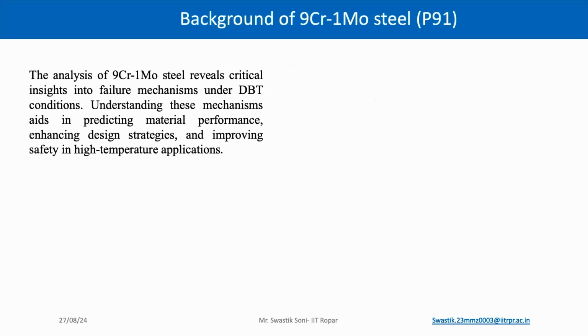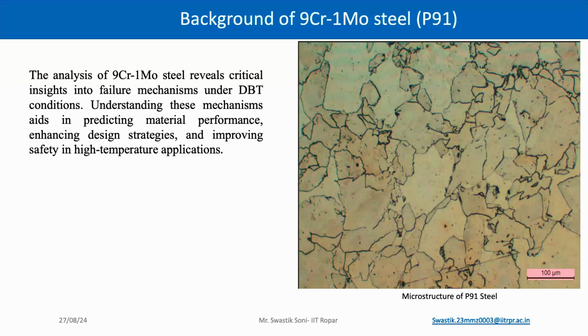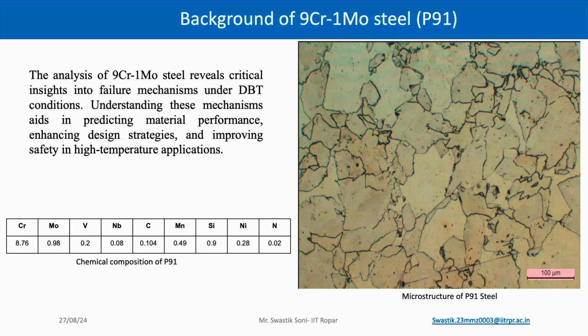Next, the background of 9 chromium, 1 molybdenum steel, or the P91 steel. The analysis of P91 steel reveals critical insights into the failure mechanics under ductile to brittle conditions. Understanding these mechanisms aids in predicting material performance, enhancing design strategies, and improving safety in high temperature applications. But in this case, we are using it to find its transition at lower temperature.